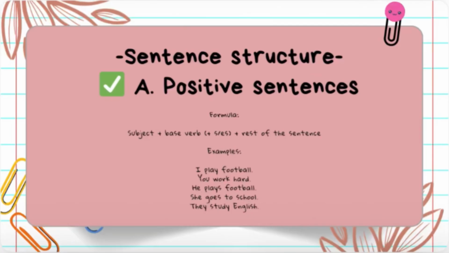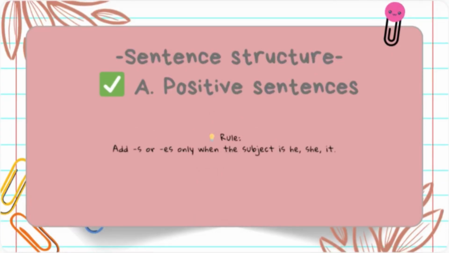Positive sentences. Structure, subject plus base verb, plus s or es for he, she, it, plus rest of sentence. Examples, I play football. You work hard. He plays football. She goes to school. They study English. Rule, for he, she, it, add s or es to the verb.